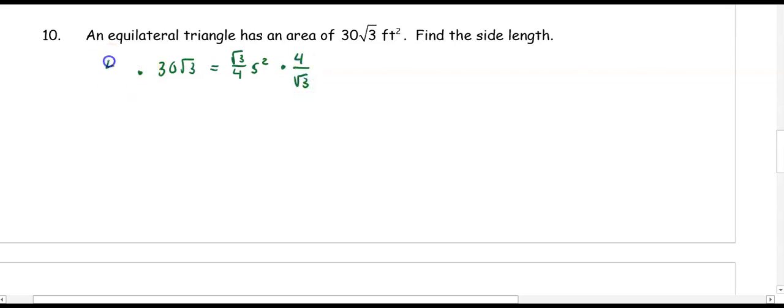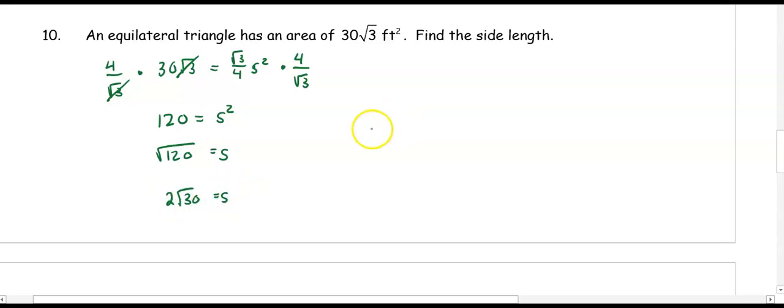So we can multiply by 4/√3. The √3s are going to cancel out, and we're left with 4 times 30, which is 120. So we have 120 equals s squared. So to get s, we would need to take the square root of 120 and simplify. So that simplifies to 2√30. So our side length is going to be 2√30 feet.